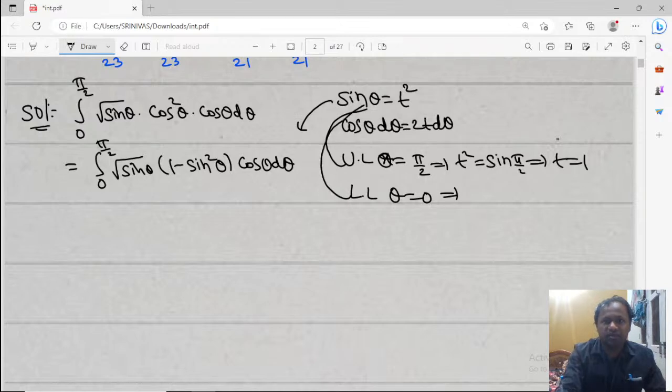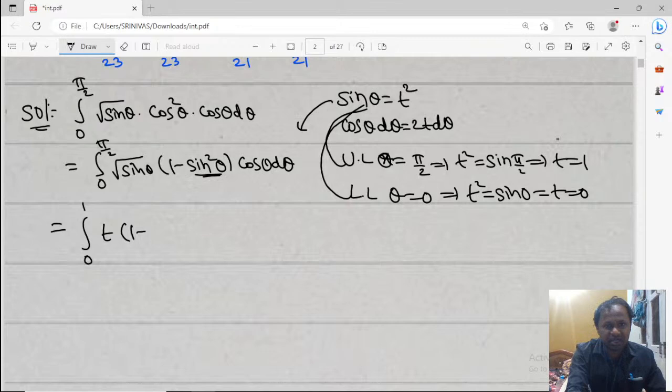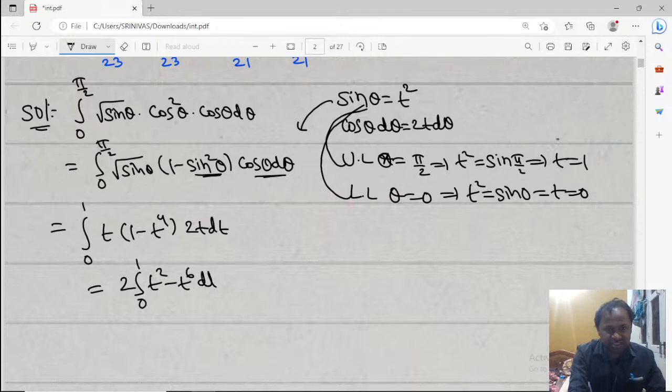Substitute here, what we get, t square is equal to sine 0, that is nothing but t is equal to 0. Substitute all values 0 to 1. Sine theta is equal to t square means under root of sine theta means t. 1 minus sine square theta means t power 4. Cos theta d theta means 2t dt, that is equal to 0 to 1, 2 outside, t into t square minus t power 6 dt.